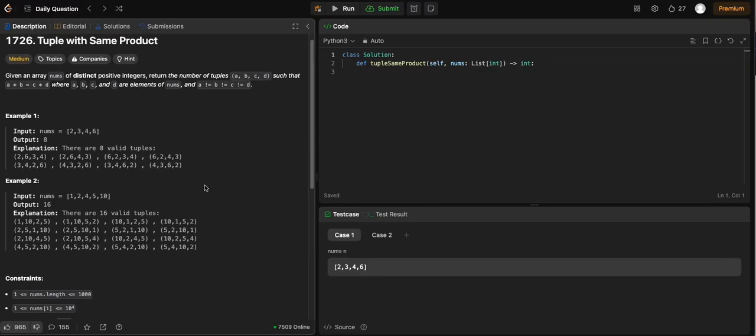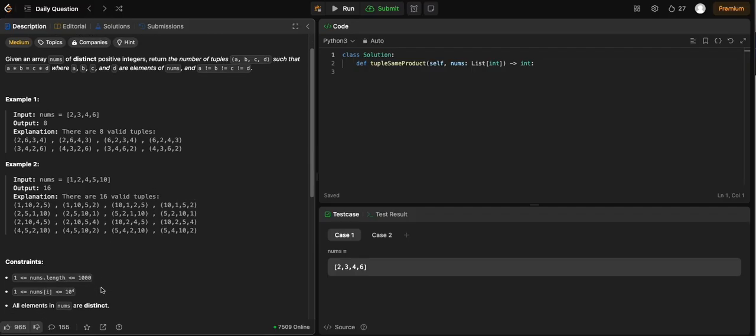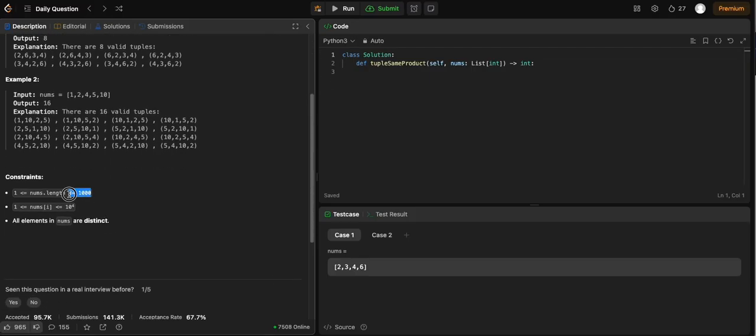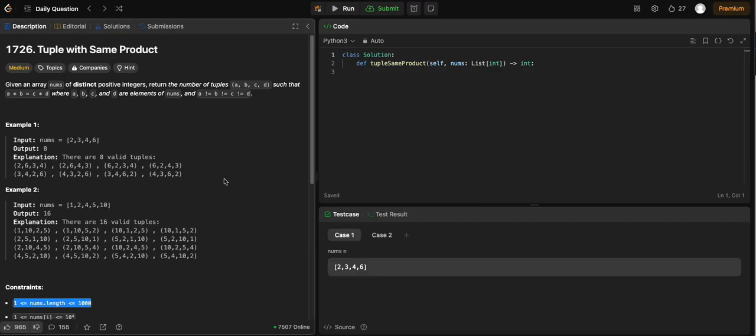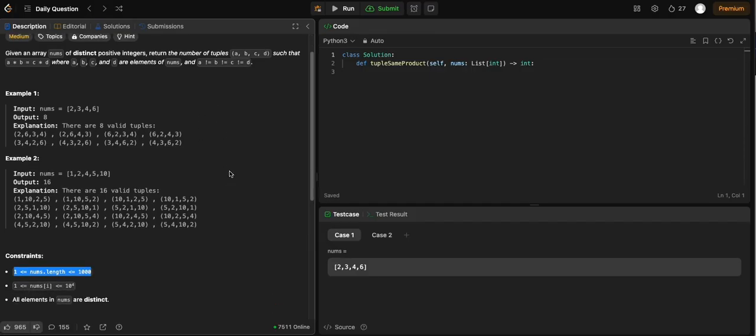So how many numbers do we have? Well, we have 1,000, so that means an n squared solution would work. My first thought is we can just get all the possible products from every pair, so that will take n squared, and then we can have a counter, and we just do a bit more arithmetic to figure out what works and what doesn't. And I think something like that will just work.